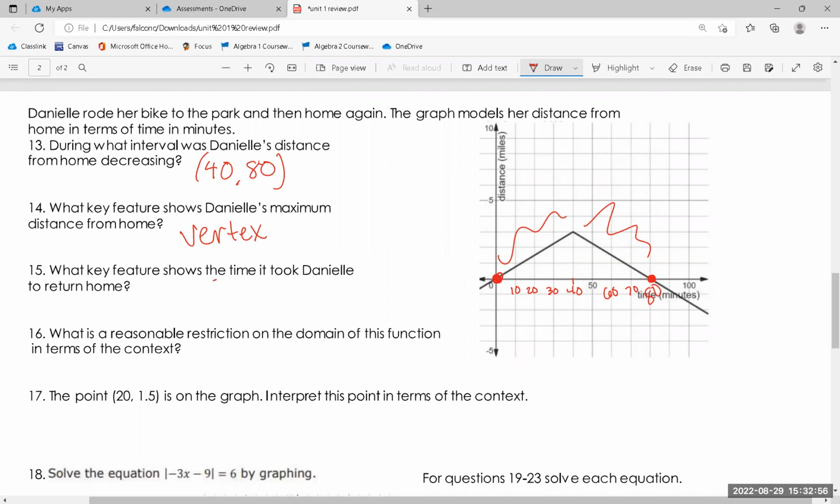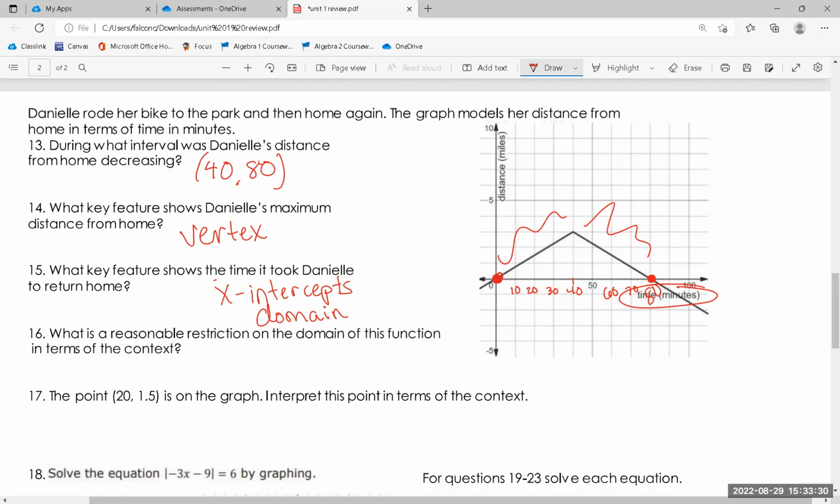I would say it's those x-intercepts, or you can say it's the domain, because the domain is ranging from 0 to 80, and the domain tells us the time. Right, so our domain starts at 0 time, ends at 80 minutes. So she's been gone for 80 minutes. So that tells us the time it takes her to leave and come back. Either one would work for that, the x-intercepts or the domain. And then 16 kind of goes along with this question.